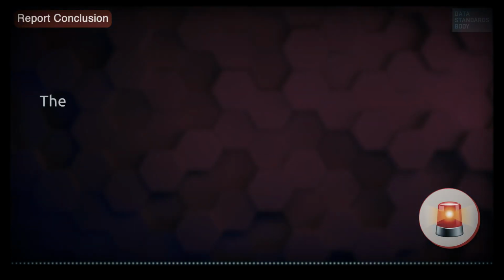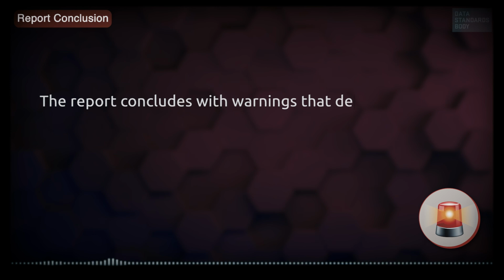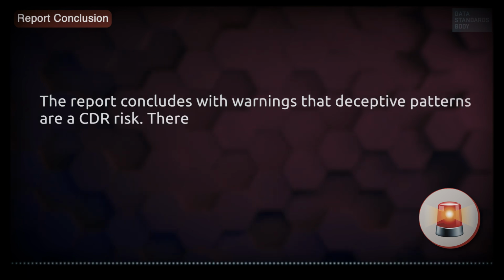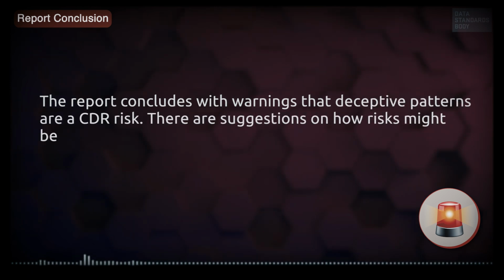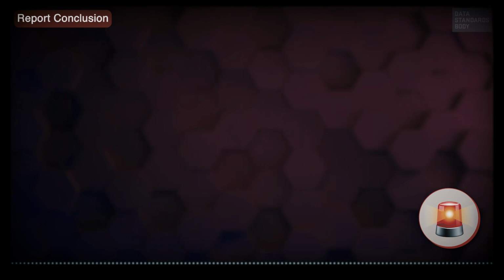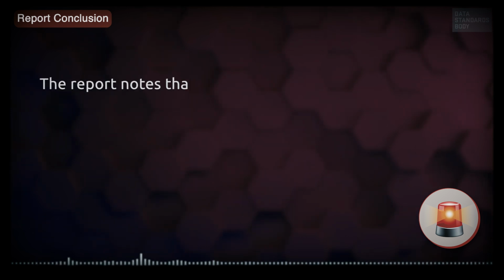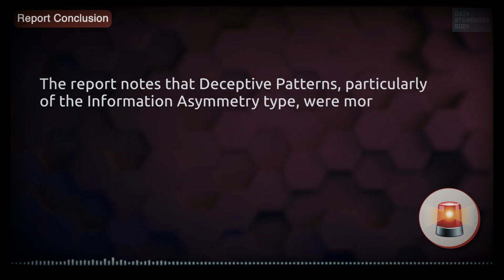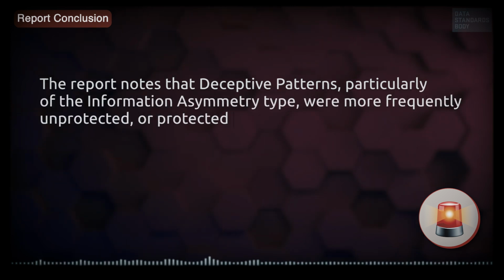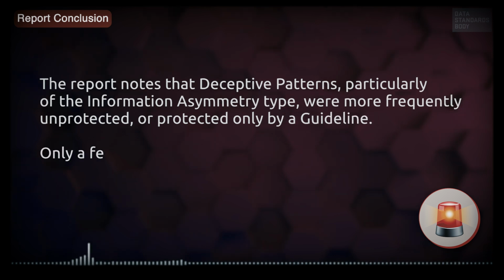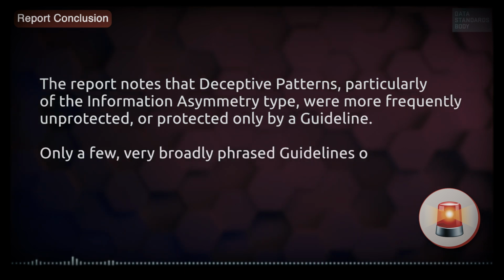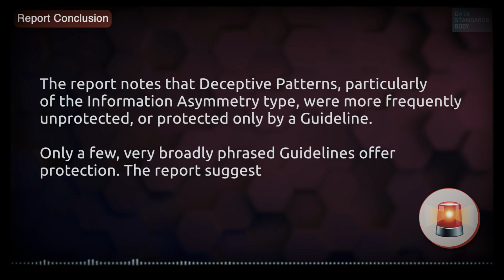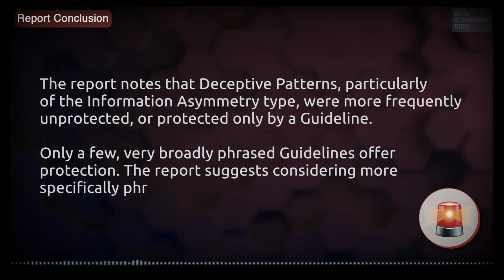Report conclusion. The report concludes with warnings that deceptive patterns are a CDR risk. There are suggestions on how risks might be mitigated. The report notes that deceptive patterns, particularly of the information asymmetry type, were more frequently unprotected or protected only by a guideline. Only a few, very broadly phrased guidelines offer protection. The report suggests considering more specifically phrased protections.